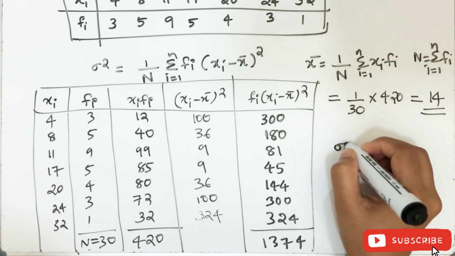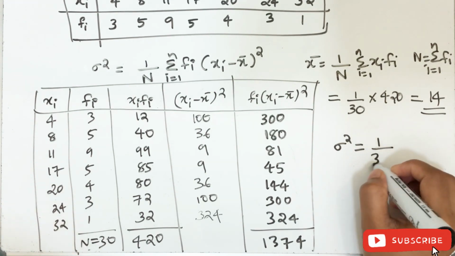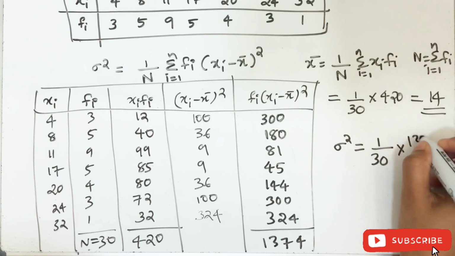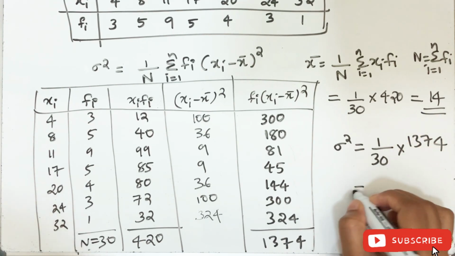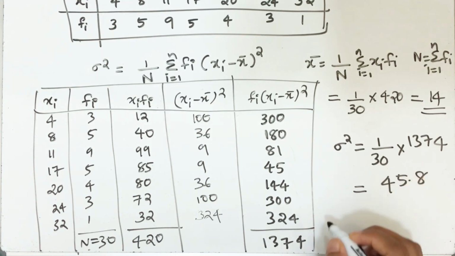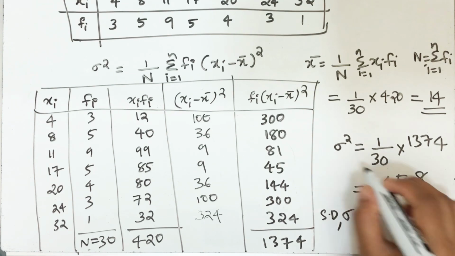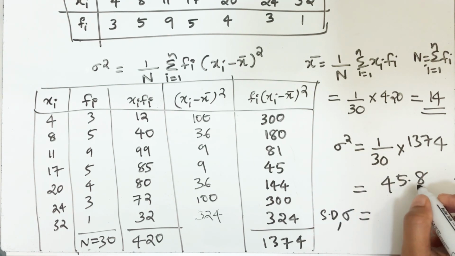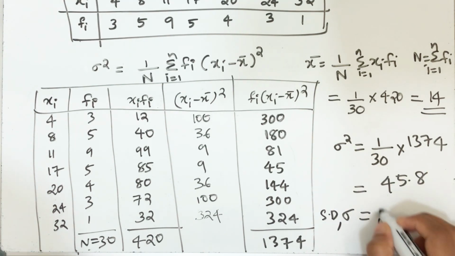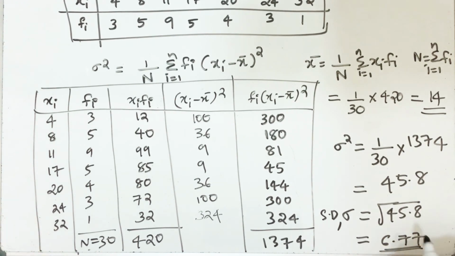Now sigma square or variance is equal to 1 by capital N, N is 30, 30 into 1374, which is equal to 45.8. Now standard deviation sigma is equal to square root of sigma square, positive square root, that we will get, which is equal to 6.77. You can use calculator.